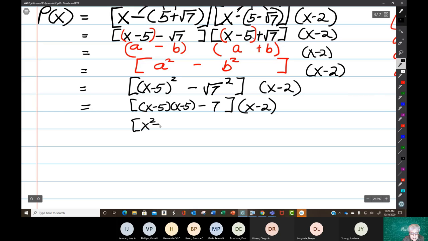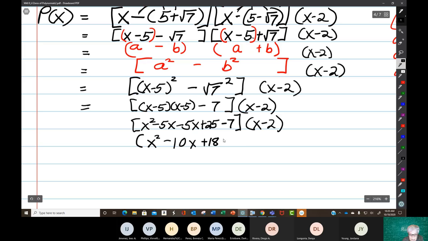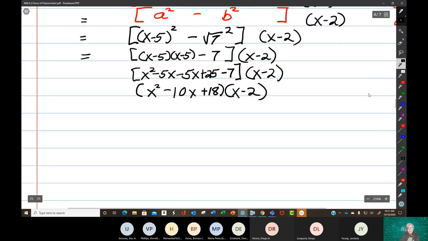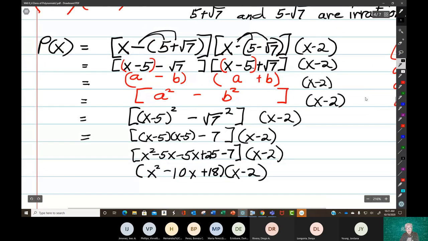That'll be X squared minus 5X minus 5X plus 25 minus 7 times X minus 2. Okay, so this is going to be X squared minus 10X plus 25 minus 7 is going to be plus 18 times X minus 2. Ha! Almost done. No, well, we're closer to being, at least we're done with the ugly part.